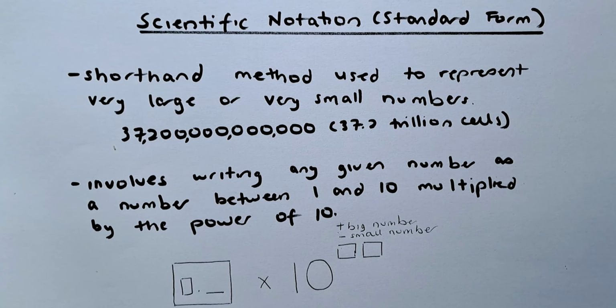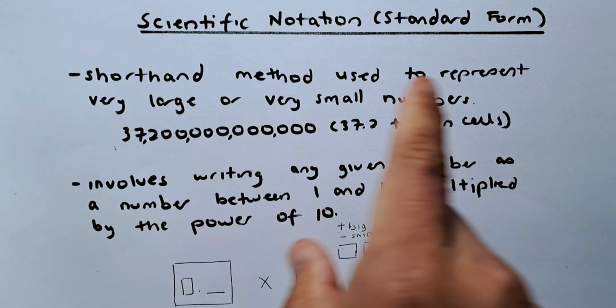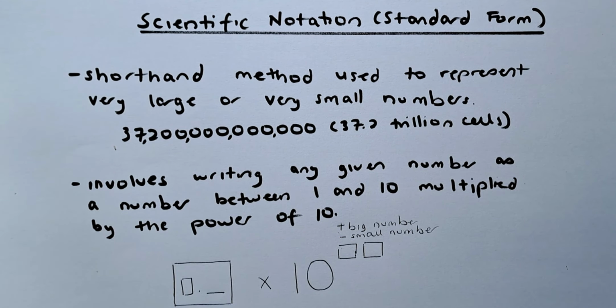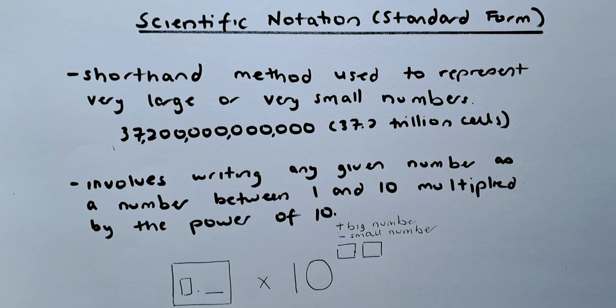This is a video to show you how to do scientific notation, sometimes called standard form. What is scientific notation or standard form? It is a shorthand method to represent very big numbers as well as very small numbers. For example, if we want to know the number of cells in our body, it is this big number here. This is actually 37.2 trillion cells.